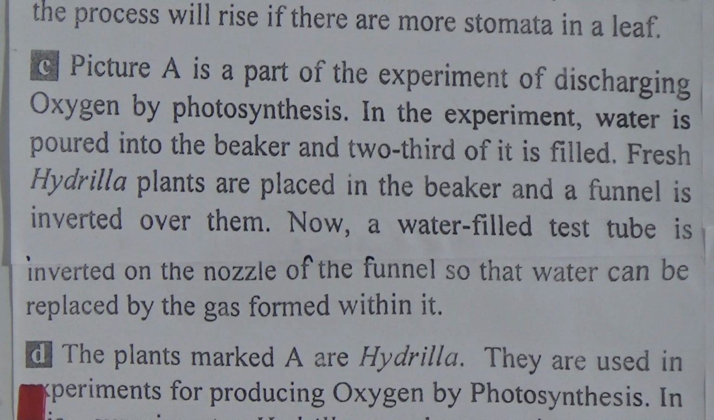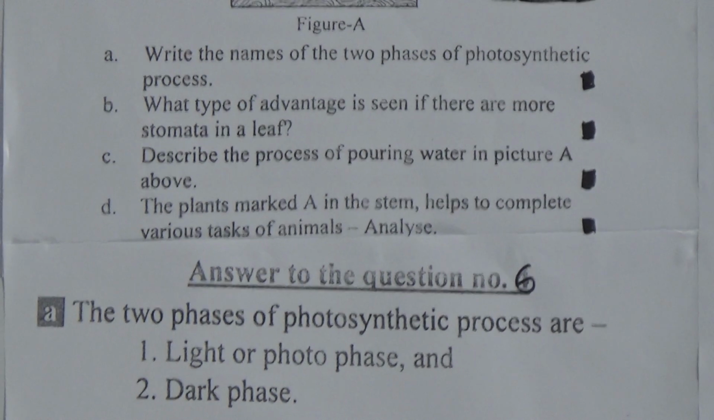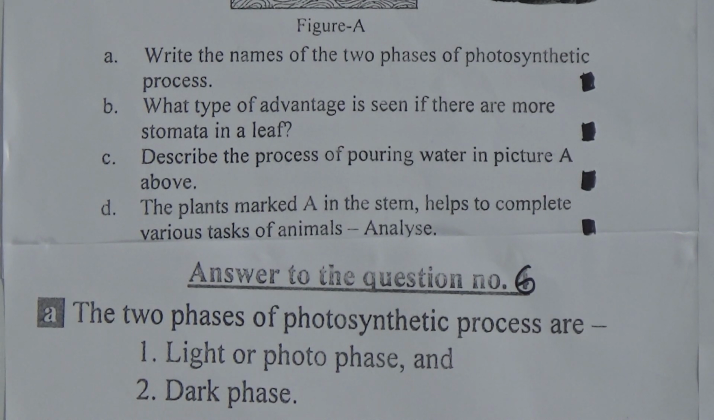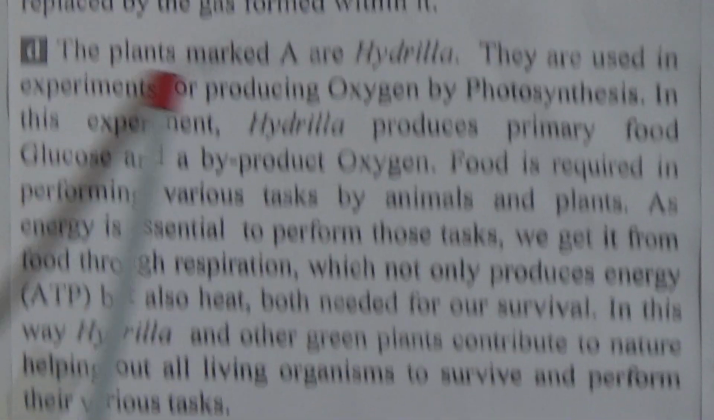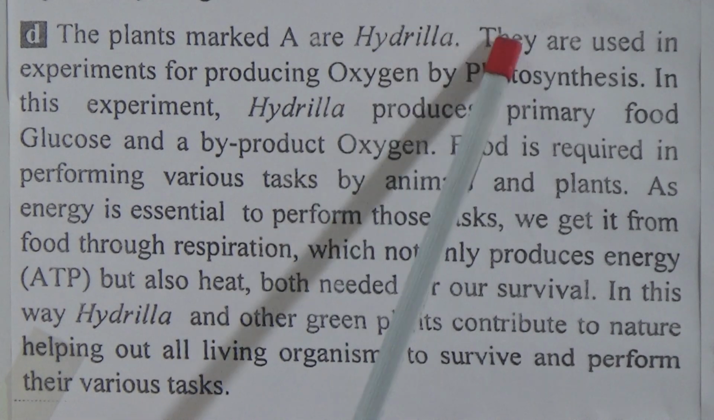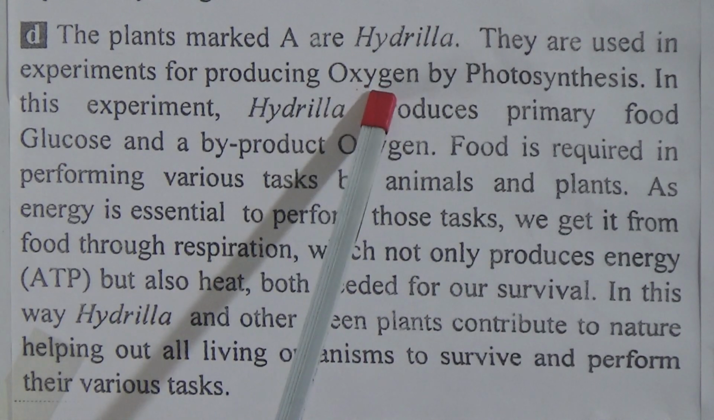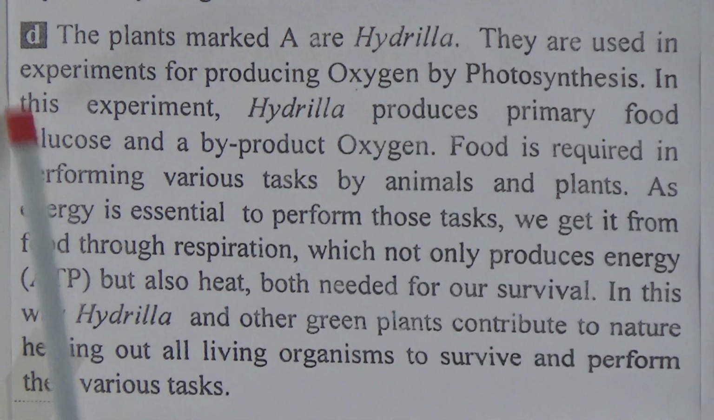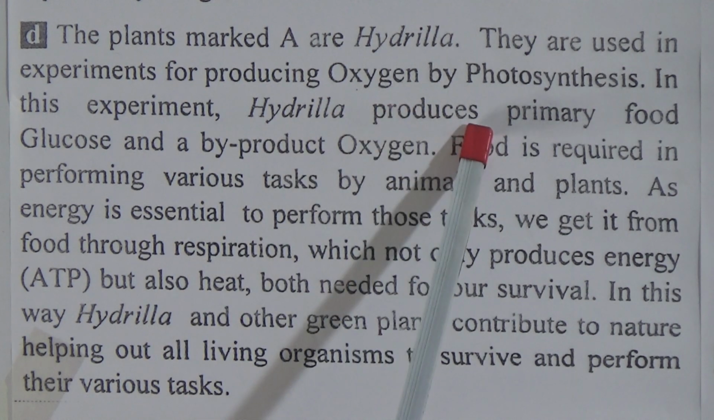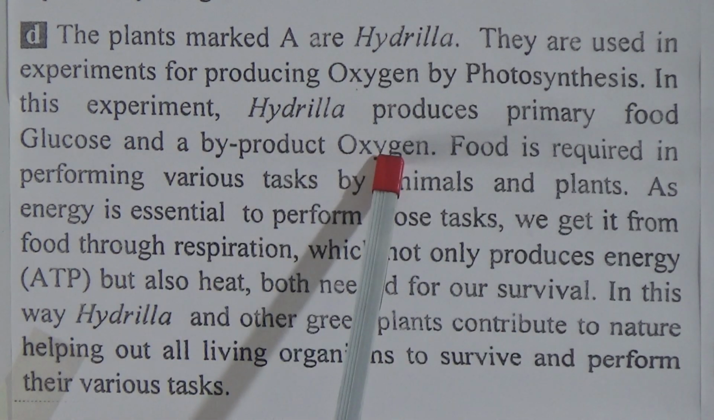Now, we will go for the next question. The question was the plant marked A in the stem helps to complete various tasks of animal analysis. Come to the answer. The plant marked A is hydrilla. It is used in the experiment of producing oxygen by photosynthesis. In this experiment, hydrilla produces primary food glucose and a byproduct oxygen.